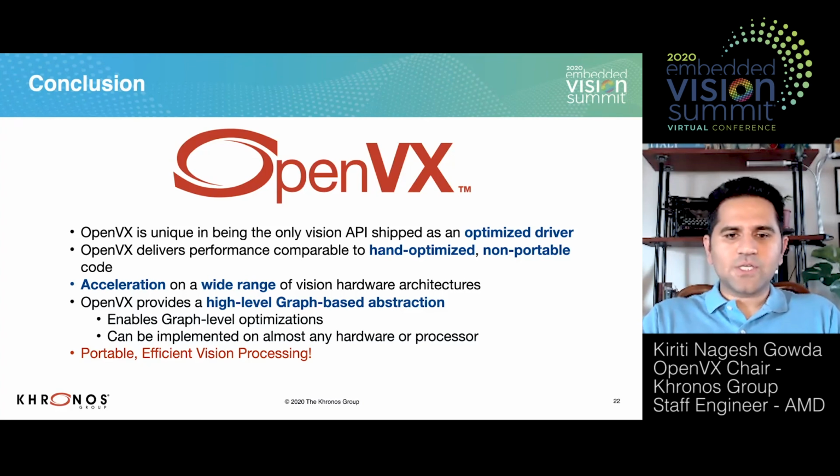And acceleration on a wide range of vision hardware. Like I said, a lot of the silicon vendors have an implementation of OpenVX. So if you are trying to use their hardware, make sure to download their optimized OpenVX into your application so that you get the best performance. And then, like I said, the graph-based abstraction always helps you get the best performance and best memory footprint. Those things are given to you for free. And like I said, portable, efficient vision processing. I hope you try out OpenVX from our OpenVX samples when you get a chance.